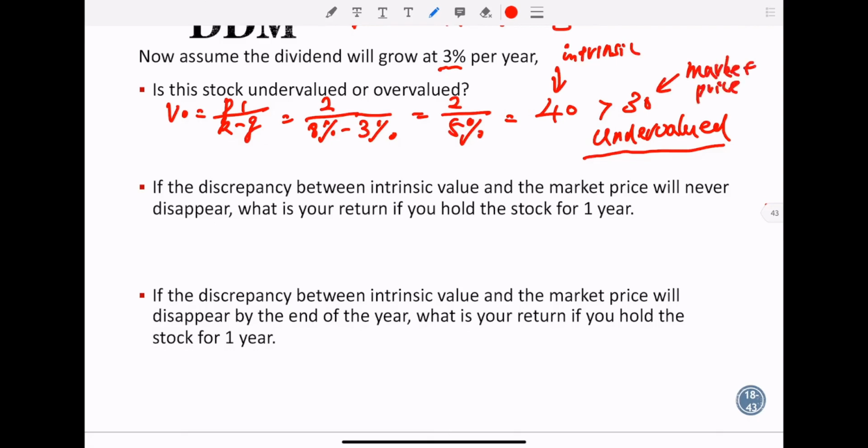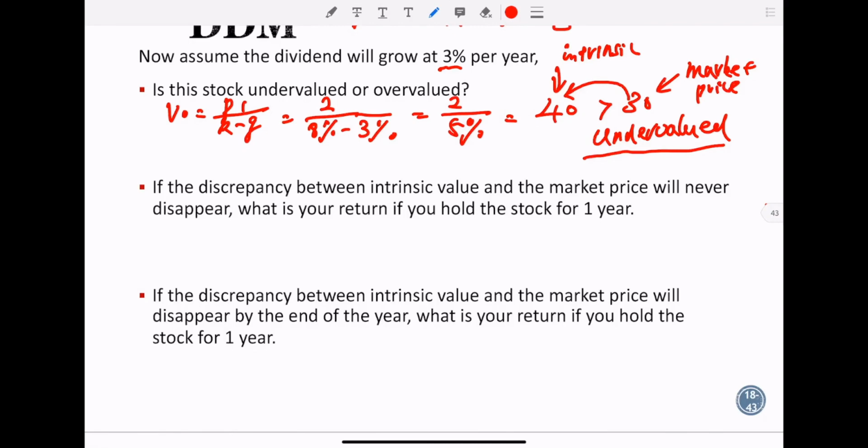As an investor, if you think the stock is undervalued, you will want the market price to converge to this intrinsic value, right? Just imagine this. If you make the purchase at a price of 30, and after your purchase, the market price converges to its intrinsic value, you will earn $10 per share, right? So you will want the convergence to happen.